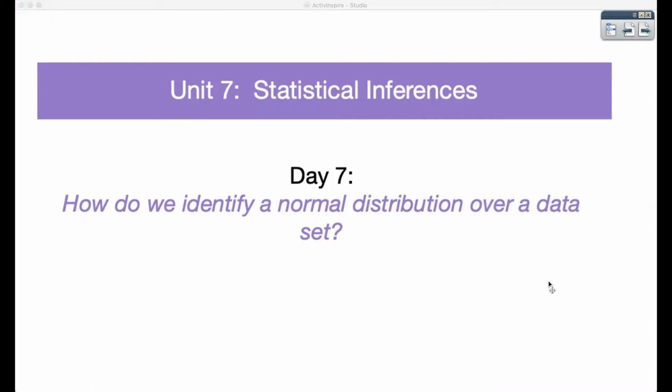How do we identify a normal distribution over a data set? We're going to look at a particular situation that contains a giant set of data, and remind ourselves how to summarize the data into a histogram, and then use that histogram to answer some questions. So here goes.